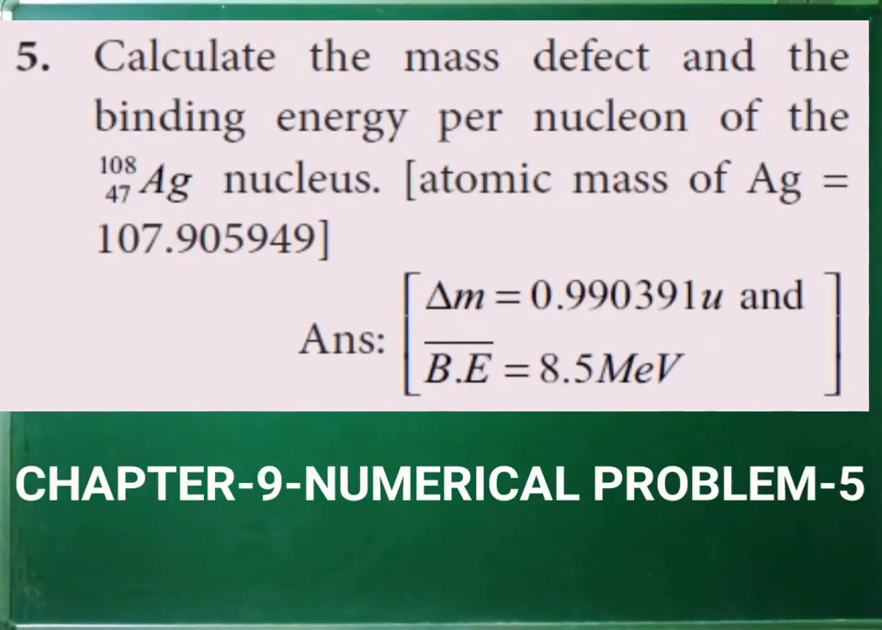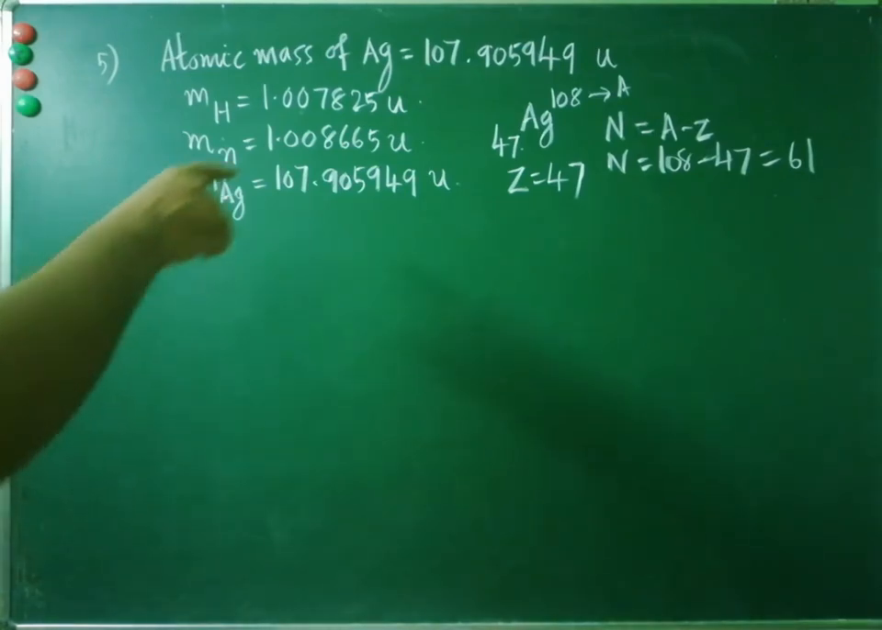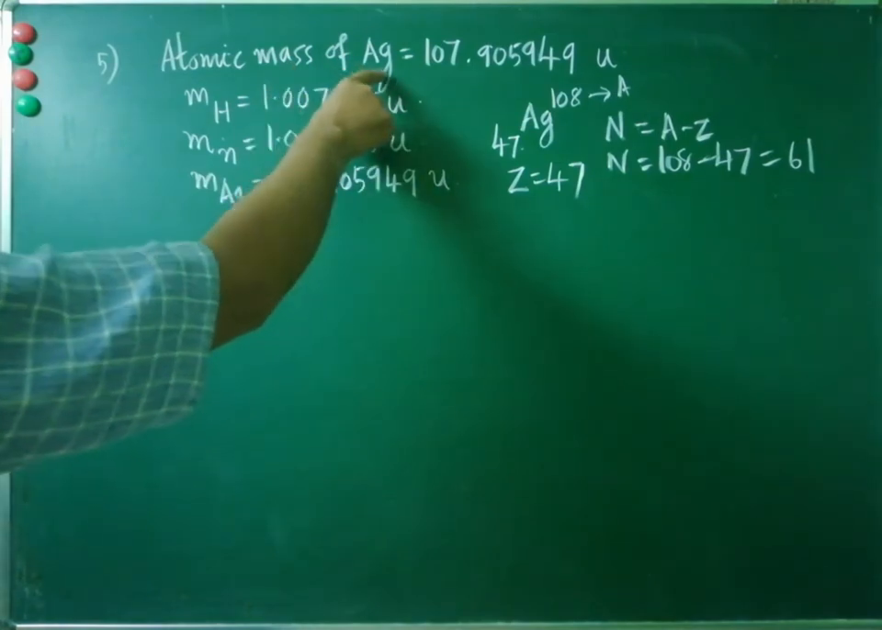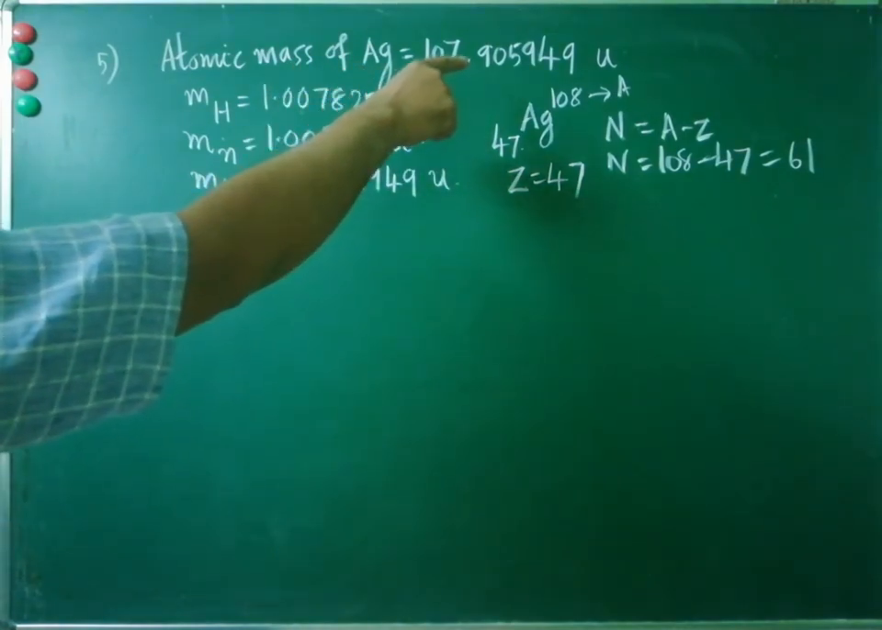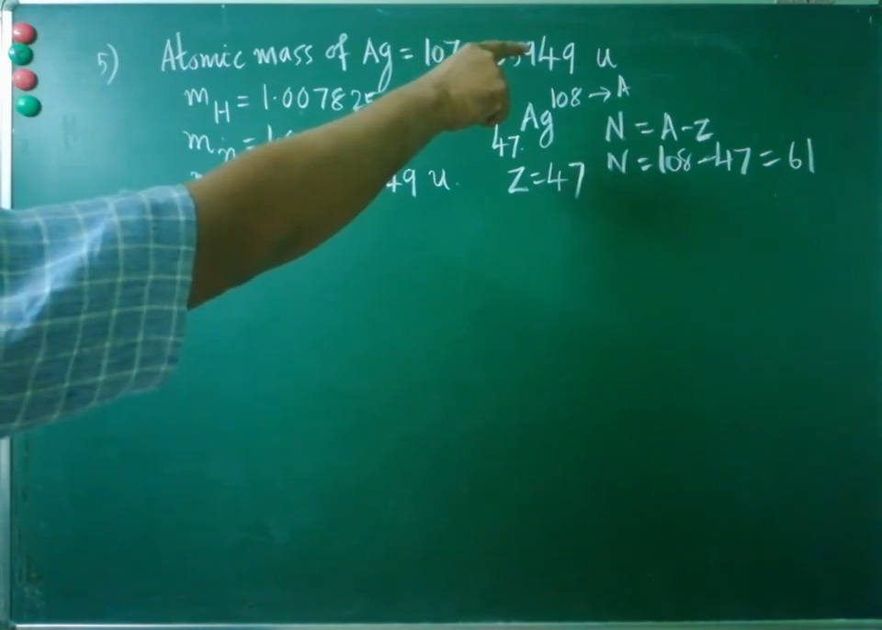Now we are going to solve the fifth problem in chapter 9. In this problem you are asked to calculate the mass defect and binding energy per nucleon of the nucleus 47 Ag 108. Here Ag is nothing but silver. Its atomic mass is given as 107.905949 AMU. AMU is simply written as U.